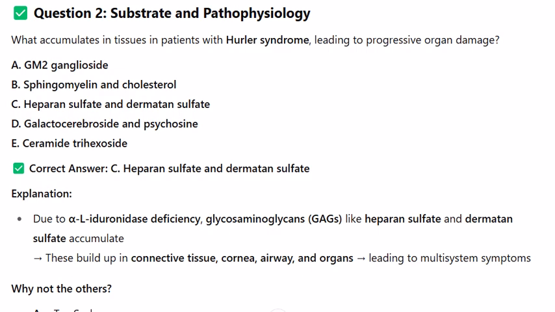A. GM2 ganglioside. B. Sphingomyelin and cholesterol. C. Heparan sulfate and dermatan sulfate. D. Galactocerebroside and psychosine. E. Ceramide trihexoside. Correct answer, C. Heparan sulfate and dermatan sulfate.